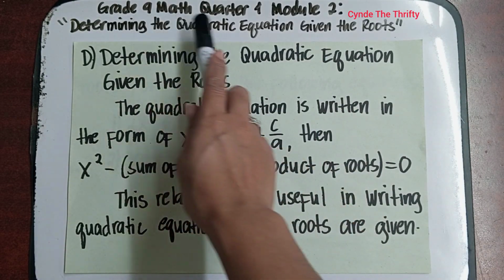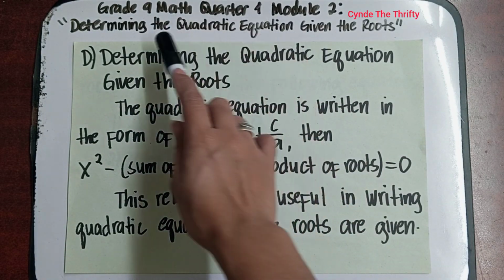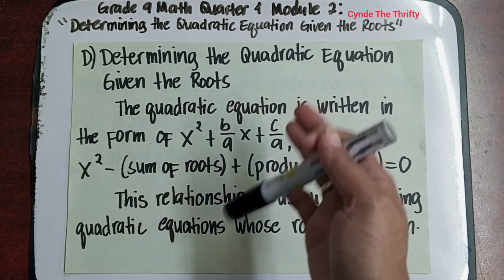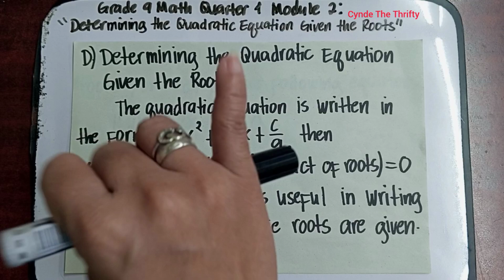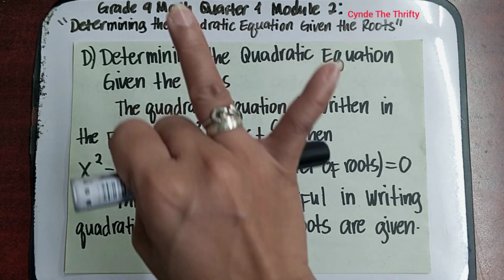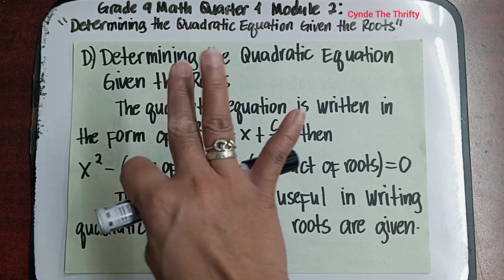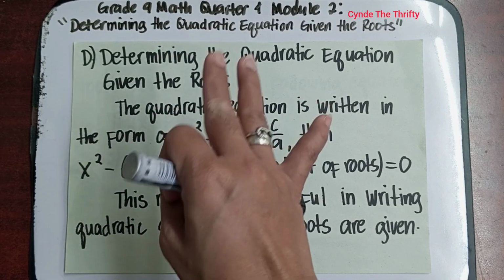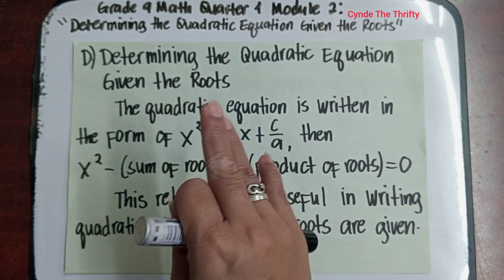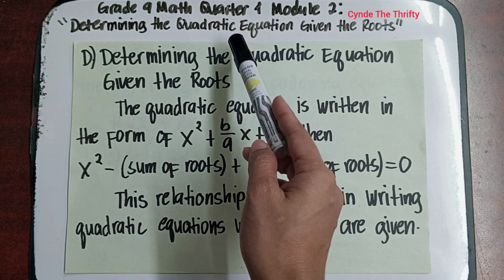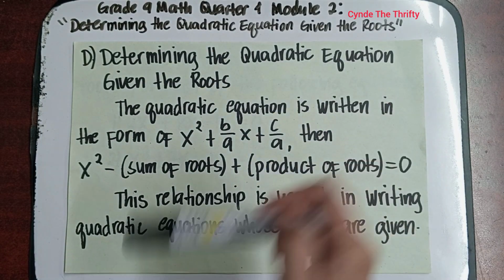That is grade 9 math, quarter 1, module 2. Determining the quadratic equation given the roots. Okay, so ang nagdaang lesson natin, pinag-aralan natin ang discriminant, paano i-describe ang nature of roots, and ang last lesson natin is about the sum and product of quadratic equations. So ngayon naman, ang gagawin natin is i-determine natin ang quadratic equation kung roots lang yung given sa atin.